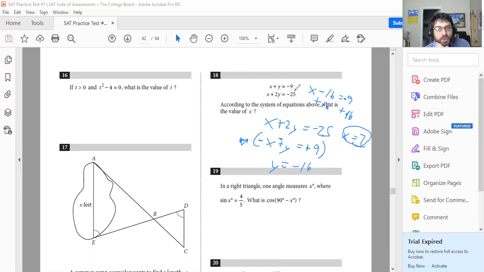You can check both equations if you want. 7 minus 16 equals negative 9. 7 minus 32 equals negative 25. They both check out. We're good.